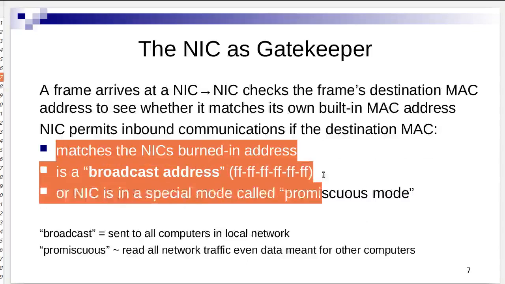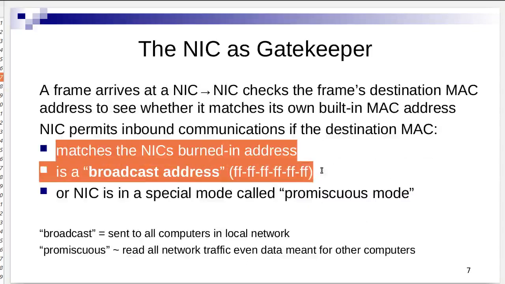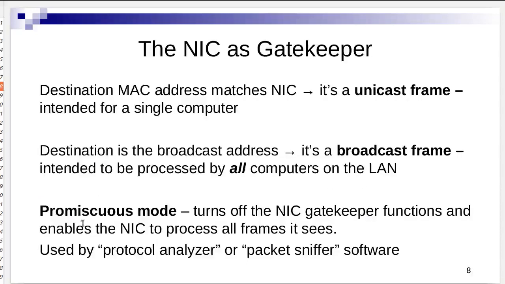You turn off the fact that you are only supposed to really read messages if it's in one of these two modes. You say, if in promiscuous mode, you ignore this. You don't check the destination at all. You just read everything. Okay, so you turn off the gatekeeper function and you process all the frames.